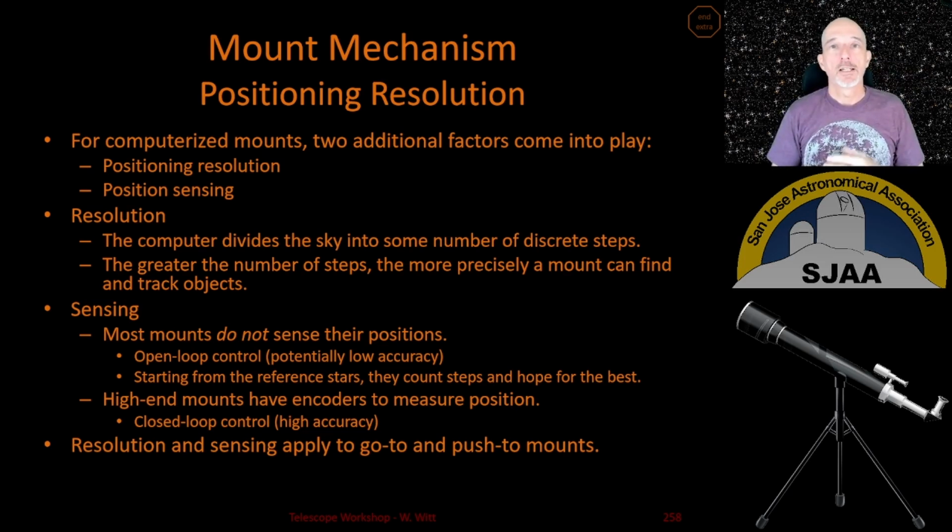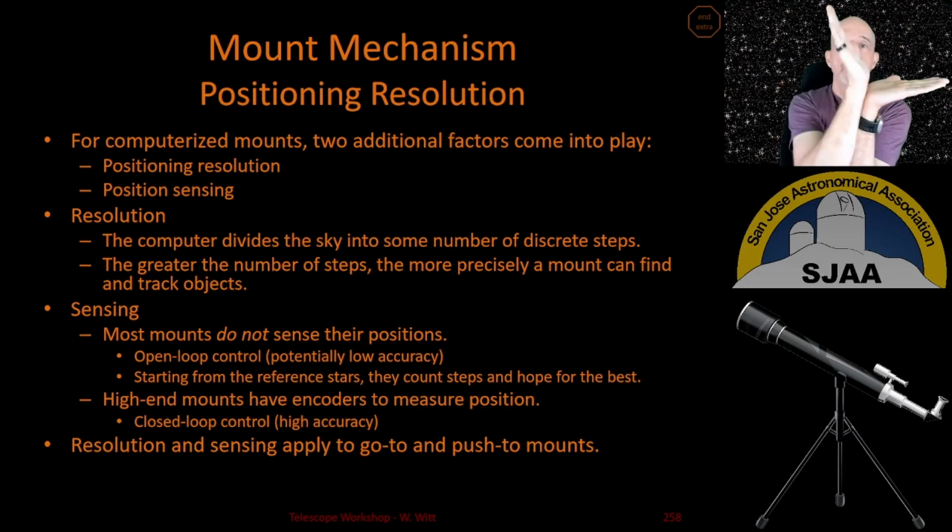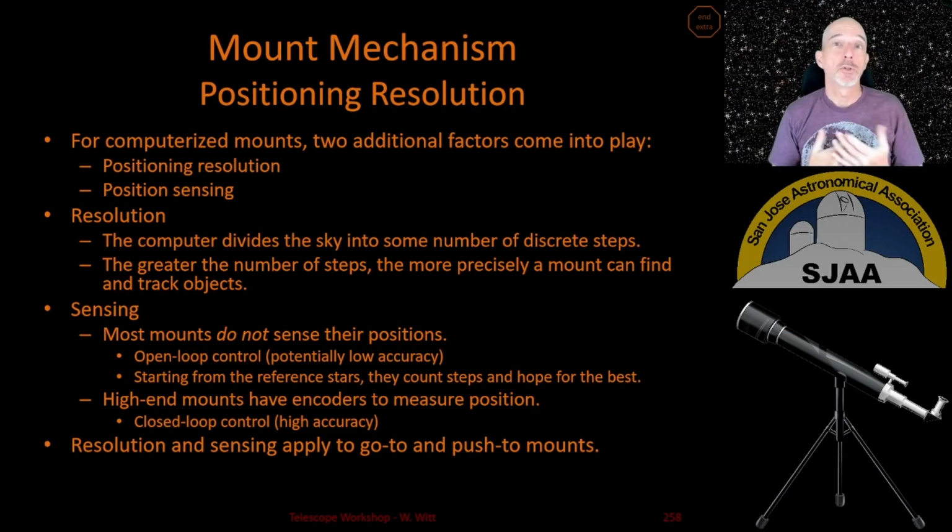And we can kind of go to an extreme to make this obvious. Let's say the computer divides the sky into only 4 steps. So in other words, here, here, here, and here. Well, if we're now trying to find an object and the computer only understands the sky as 4 steps, then it's going to be really difficult to accurately point to almost anything, right? But the more steps the computer has, the smoother the whole thing will be, right? And the more accurate and precise it can be. So the greater the number of steps, the more precisely a mount can find and track objects. So you like to have a mount that has a high resolution.